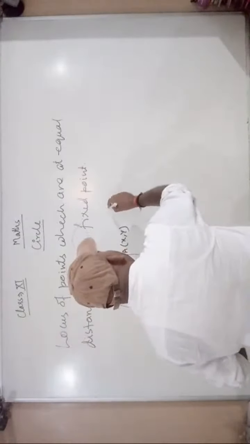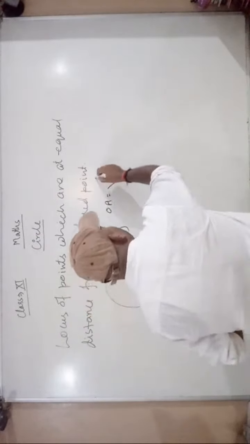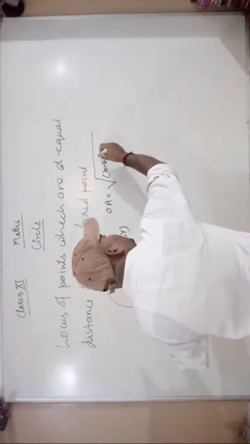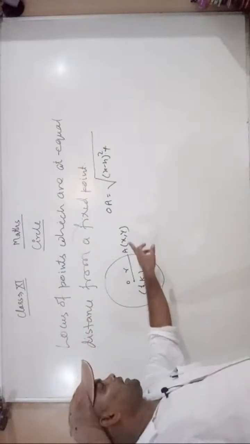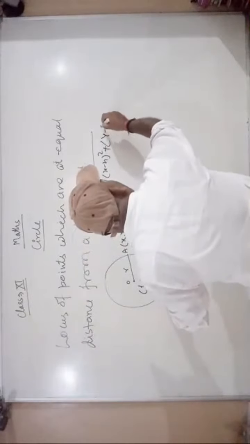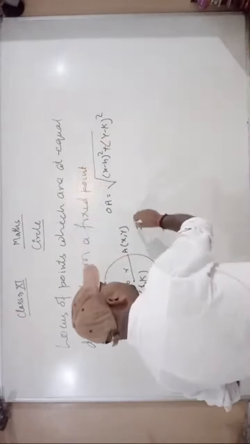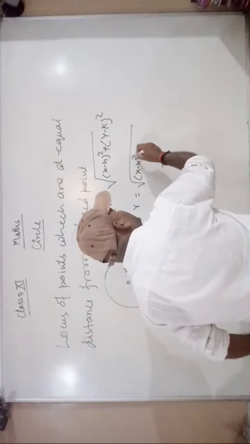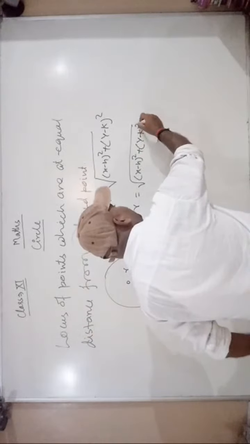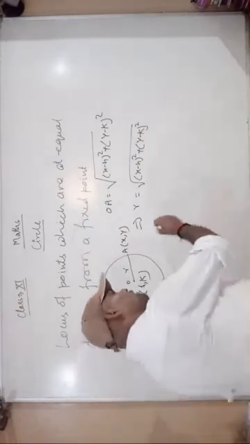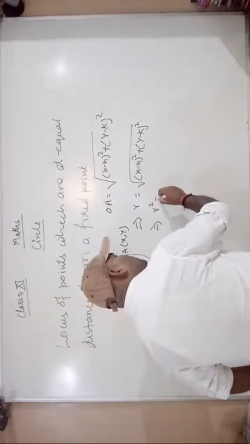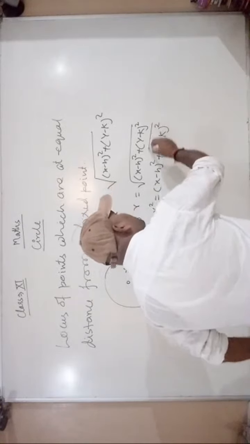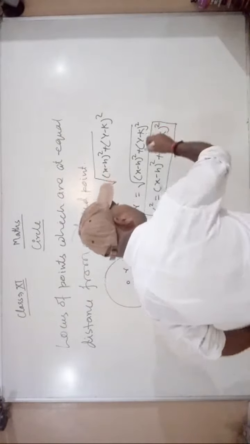Okay, so the distance formula: OA is equal to under root of (x1 minus x2) square, that is (x minus h) square, plus (y1 minus y2) square, that is (y minus a) square. That means this OA is equal to r. So r is equal to under root of (x minus h) square plus (y minus a) square. Now if you square both sides, you will get r square is equal to (x minus h) square plus (y minus a) square. So this is the standard equation of a circle.